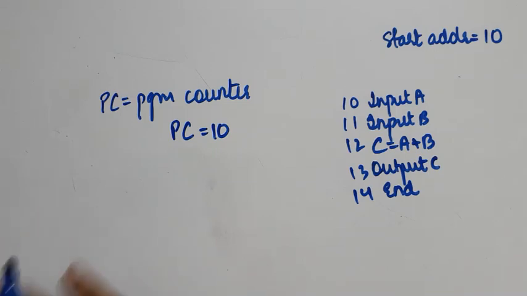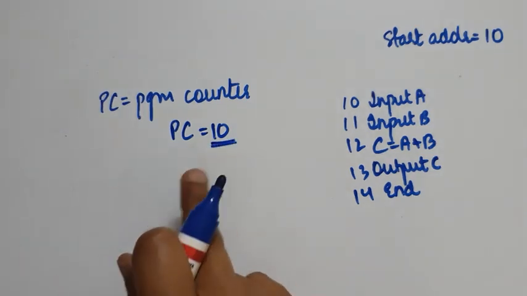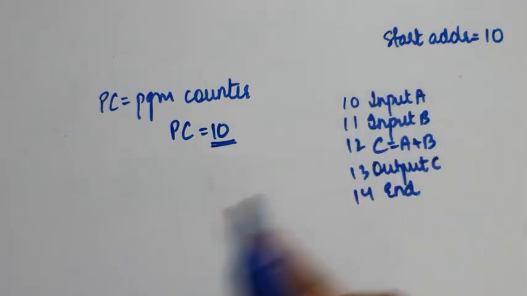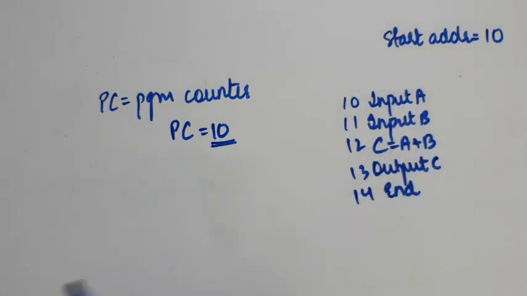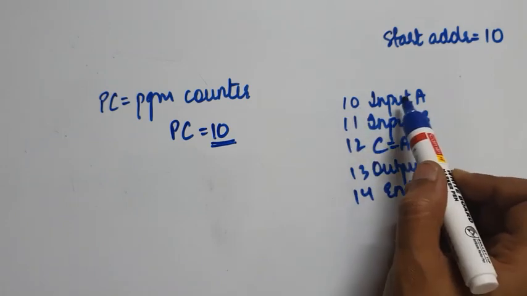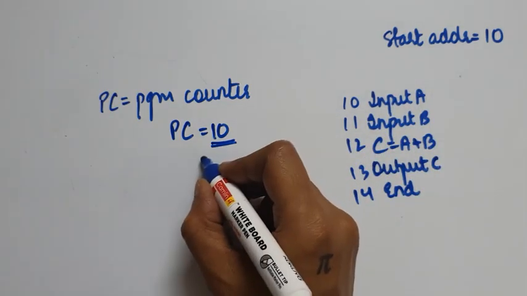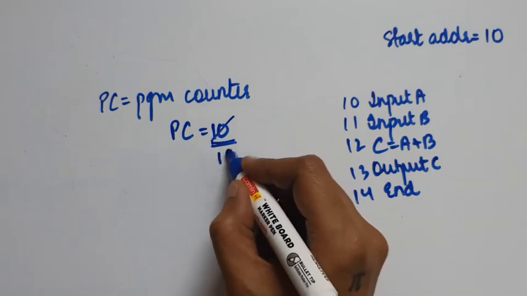So for directions, it will contact PC. It will check the value of the PC, the program counter. PC is holding 10. The microprocessor immediately goes onto the location number 10. What is written on it? Input A. So it will execute input A. But when the instruction on location number 10 is being fetched, at the same time the value of the PC will be incremented by 1 and it will now store 11.